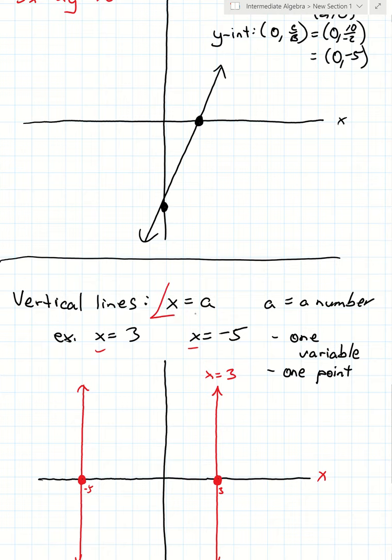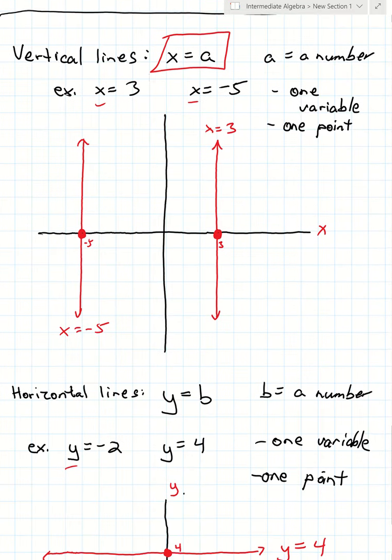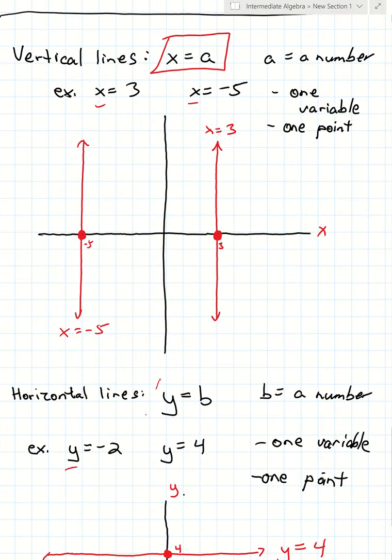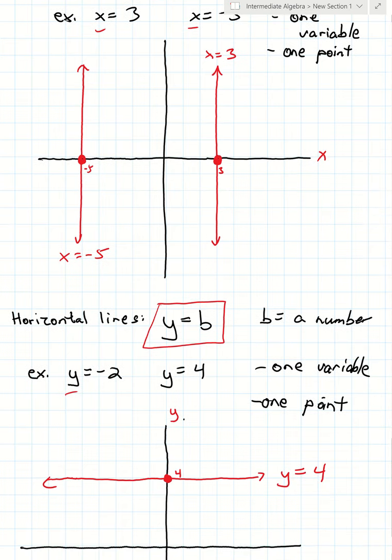Vertical lines take the form of x equals some number, okay? Whether it be any positive or negative number, we have the one variable requiring only the one point. Since it is x, we know it's going to be a vertical line. Lastly, we have the horizontal lines that form of y equaling some number. Once again, we have just the one variable y requiring the one point, and we draw a line through that one point. All right.